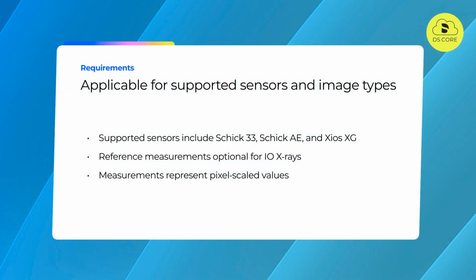IO length measurement supports multi-control point measurements, automatically summing all segments. Reference measurements are optional for IO X-rays but essential for achieving the best possible accuracy. Measurements represent pixel-scaled values, not exact anatomical length. Adjusting the reference measurement automatically updates all measurements in that image. Supported sensor types include SCIC33, SCIC-AE, and SCHIOS XG.